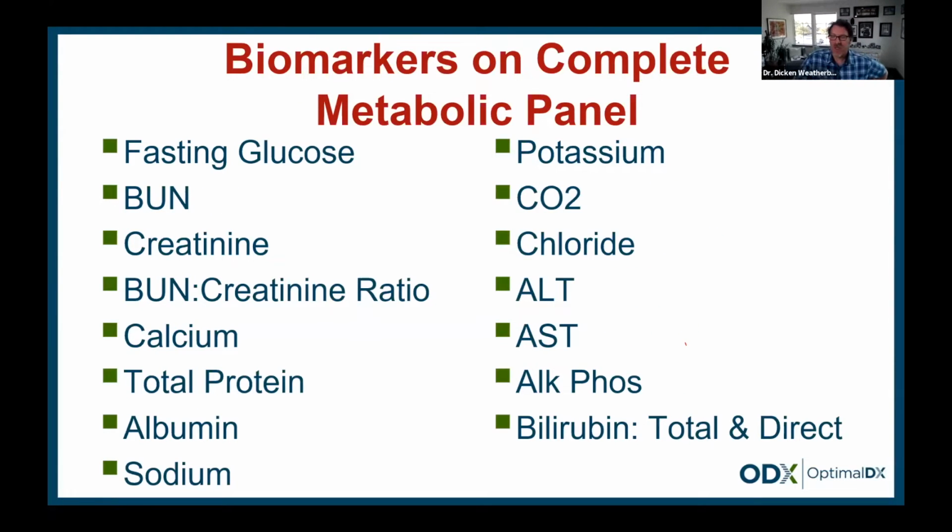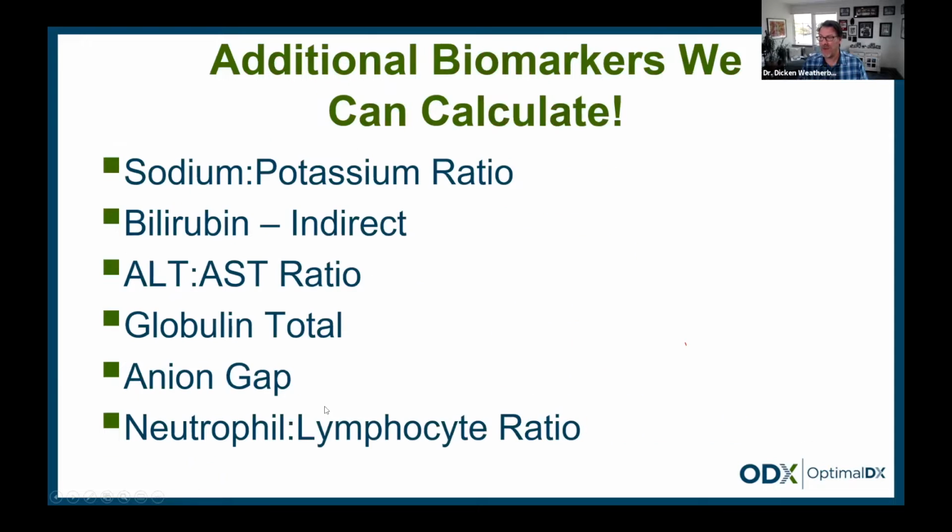And then these are the ones that I suggest that we look at on our complete metabolic panel. It's going to include some of those ones that we've added. You're going to get fasting glucose, BUN creatinine ratio. It's going to be sort of kidney markers, calcium, total protein, albumin, sodium, potassium, CO2, chloride, basic liver enzymes here, ALT and AST, and then alkaline phosphatase, really helpful enzyme to look at, and then bilirubin total and direct.